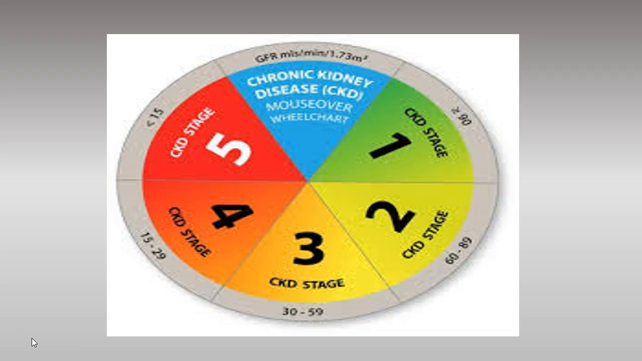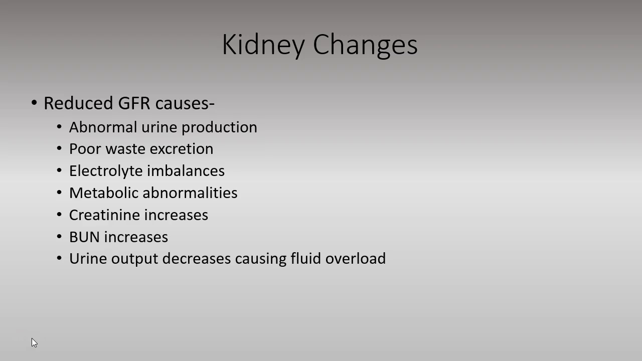And here's a wheel that shows the different stages and the different glomerular filtration rates. So for kidney changes, we've got reduced glomerular filtration rate. This could cause abnormal urine production, poor waste excretion, electrolyte imbalance, metabolic abnormalities, creatinine increases or BUN increases, and urine output decreases, causing fluid overload.